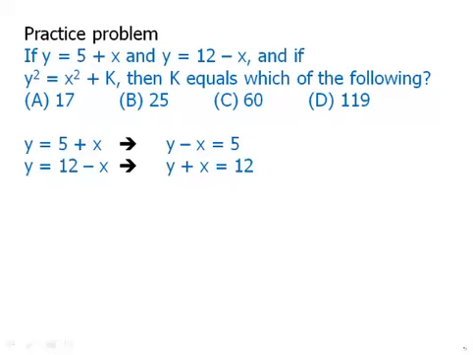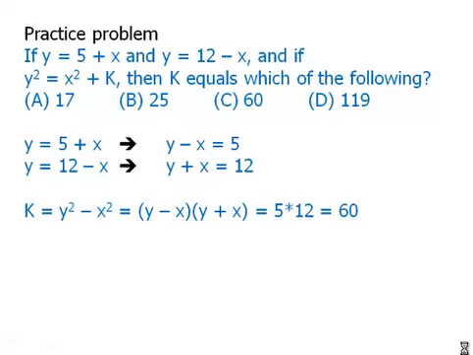Then we want to know what k equals. Well, clearly k equals y squared minus x squared. Well, we know we can factor y squared minus x squared into y minus x times y plus x. And we know those 2 values. We know y minus x is 5 and y plus x is 12. So this is just 5 times 12, which is 60. So k equals 60.